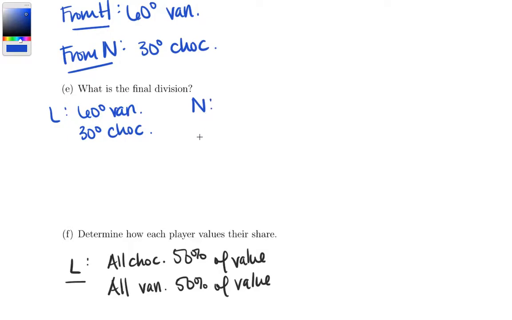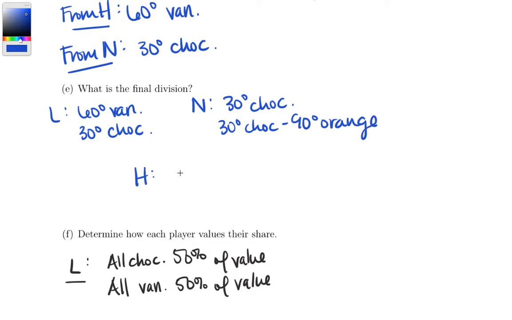Neville gets left with one of the 30-degree chocolate pieces, and then that chocolate piece that was carrying all of the orange along for the ride. And Hermione, she was left with the 60-degree coconut piece and the half coconut, half vanilla piece. 30-degree coconut, 30-degree vanilla. And there's our final division.